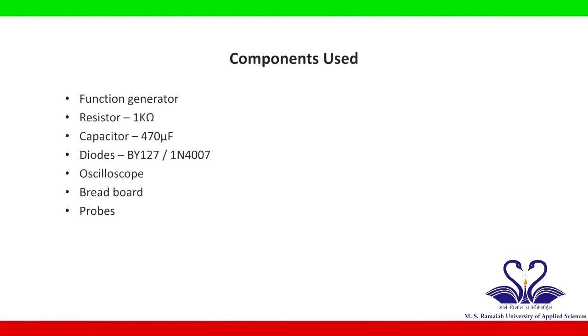To conduct this experiment, we need a step-down transformer of specification 606/909, a resistor of 1 kilo ohm, diode models of 1N4007, a capacitor of 100 microfarad, an oscilloscope, breadboard, probes and connecting wires.